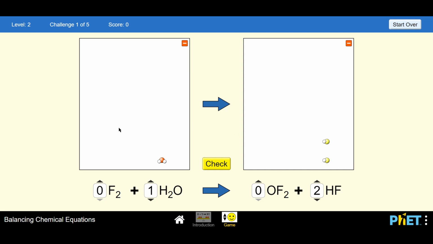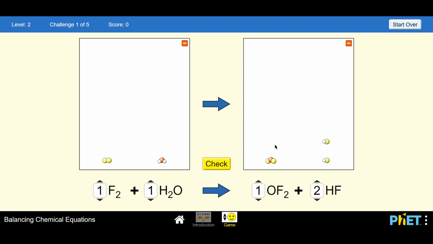And so if I go back on the left and I add one of these, it seems like everything should be balanced, right? I have two fluorines, two fluorines, two hydrogen atoms, but then I notice that there's an oxygen atom on the left. There is an oxygen atom that was part of the reactants, but I don't see it in the box for the products. And so I need to add oxygen on the right, and the only way to do that is by adding one of these OF2 molecules.